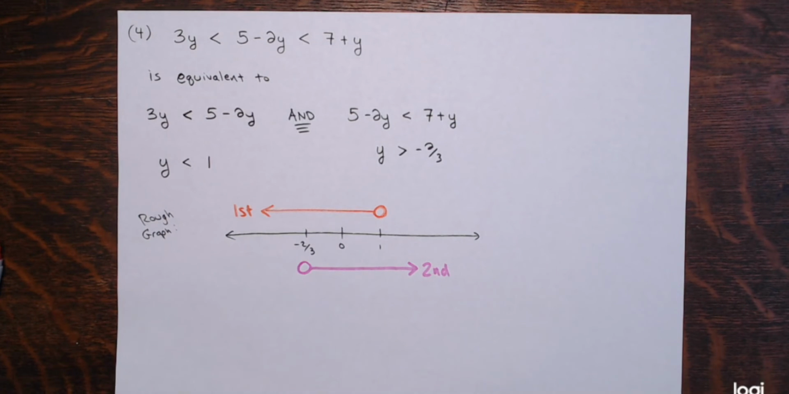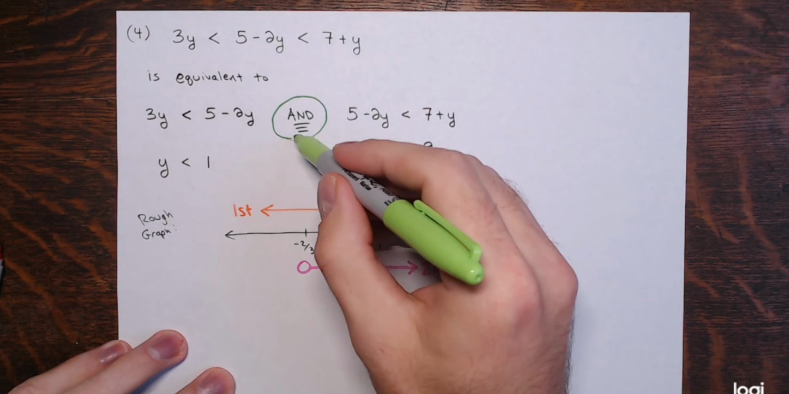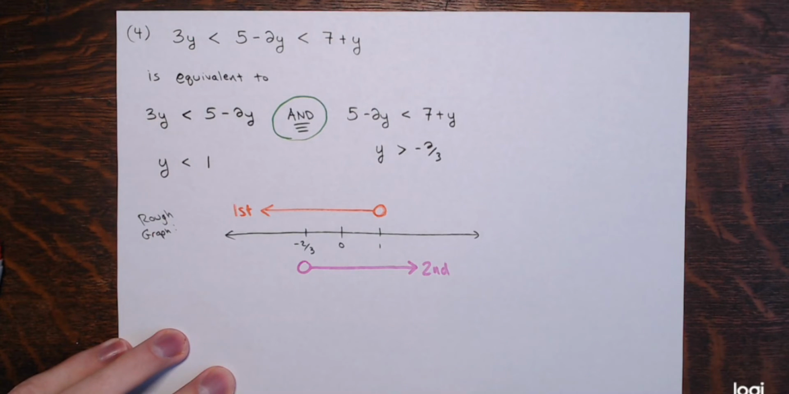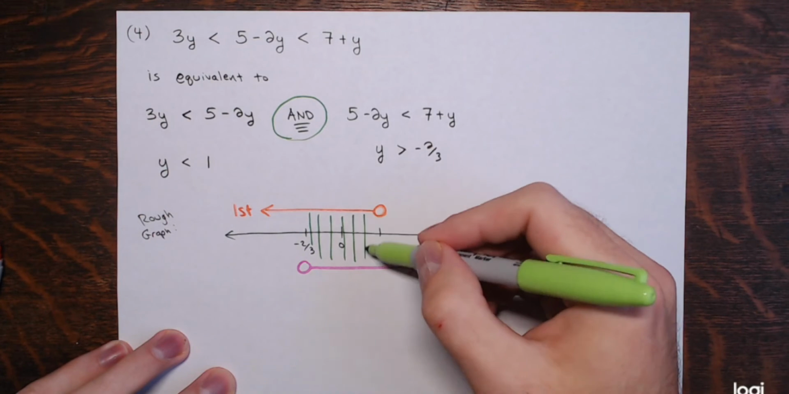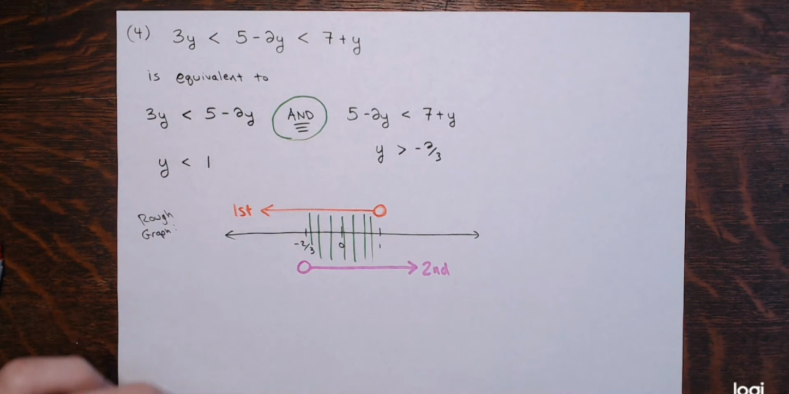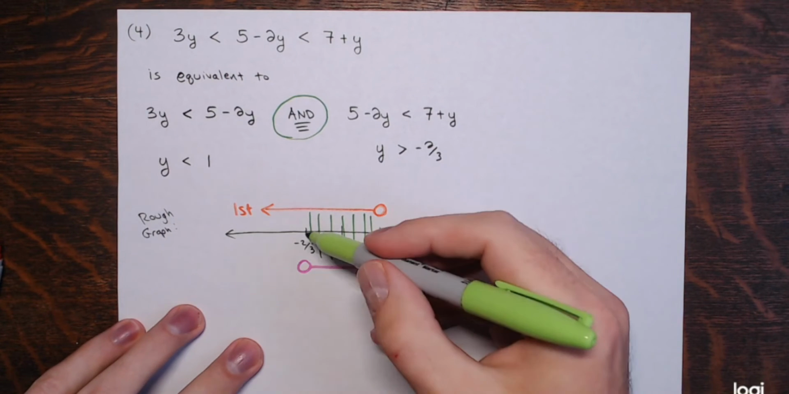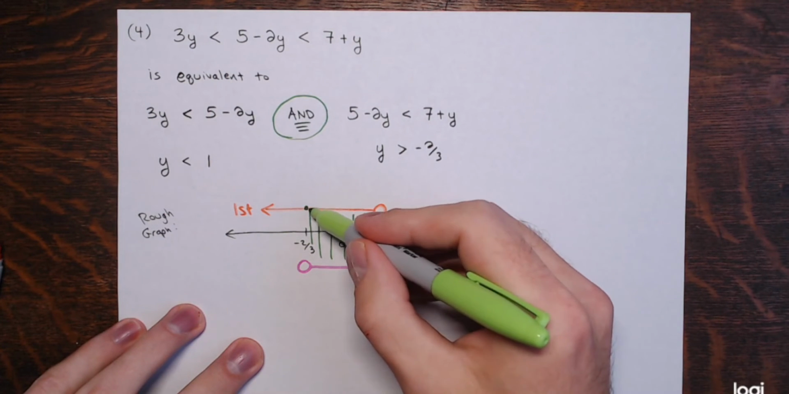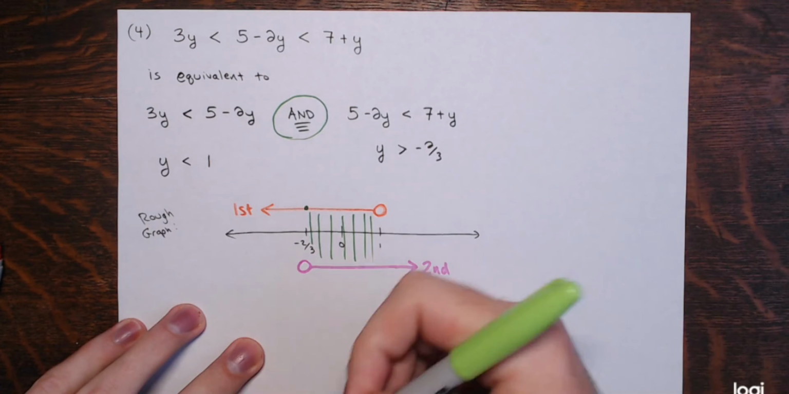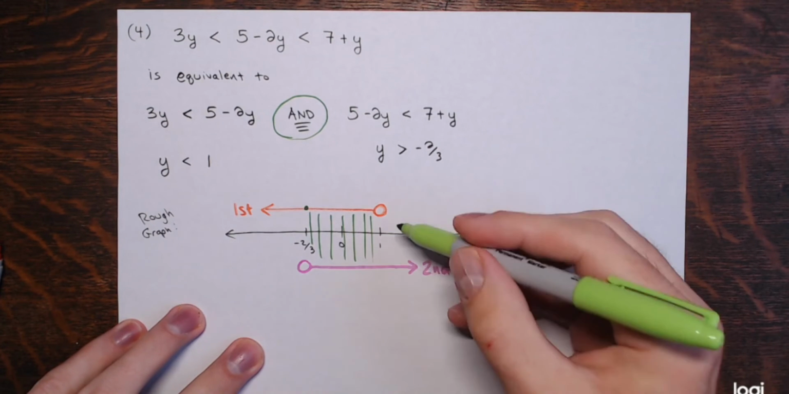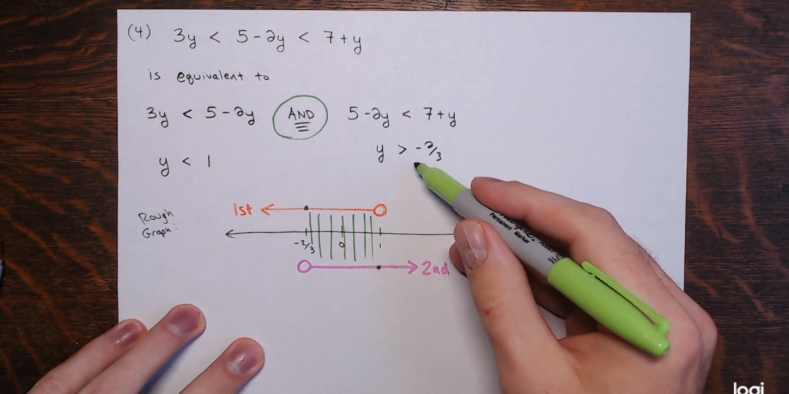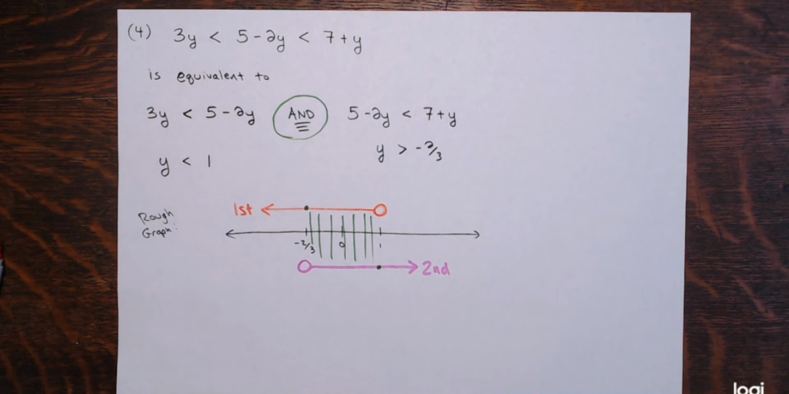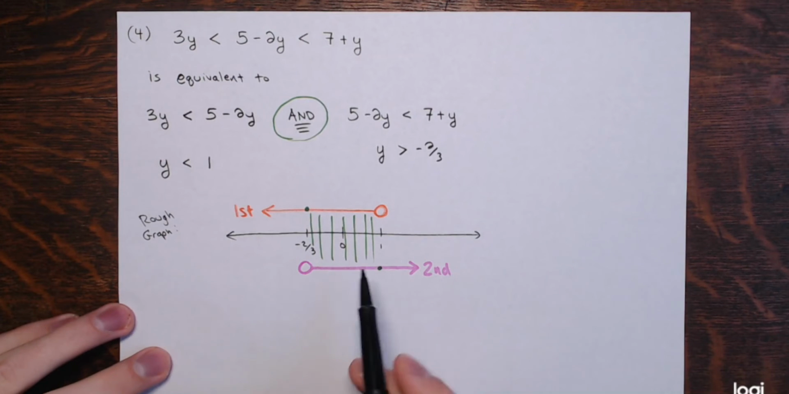All right, now since it's an and inequality, I'm looking for the numbers that satisfy both at the same time, which again here are the numbers in the overlap, between negative 2/3 and 1. Negative 2/3 is on the first graph, but not the second, so negative 2/3 is not a solution of this compound inequality. 1 is on the second graph, but not the first. It satisfies the second inequality, but not the first, so it is not going to be on the final graph either. The only numbers that will be on the final graph are the ones between.